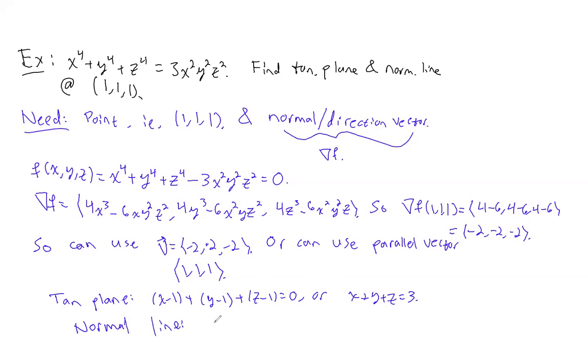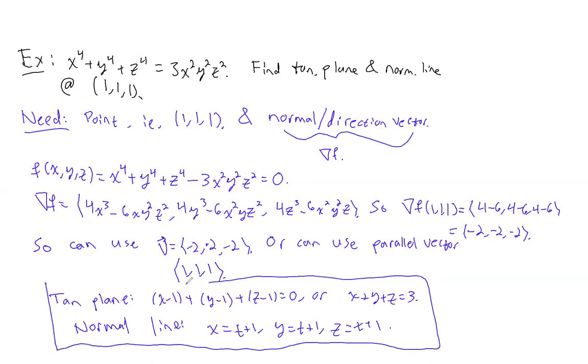The normal line, meanwhile, would be given by almost the same exact thing. x equals t plus 1, y equals t plus 1, z equals t plus 1. That's about all there really is to it.